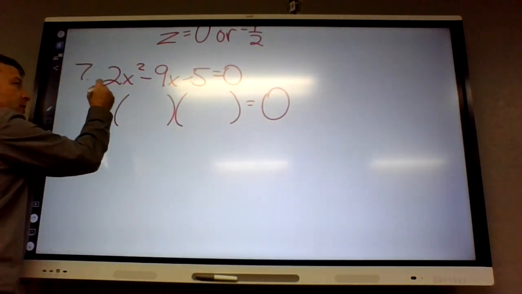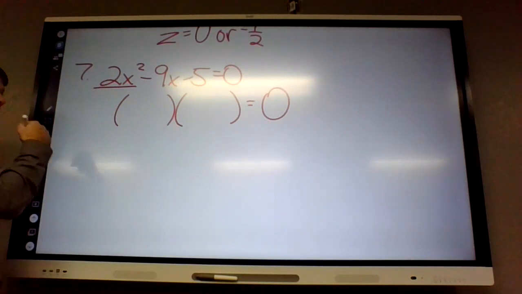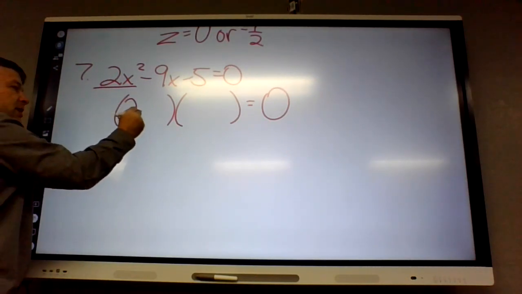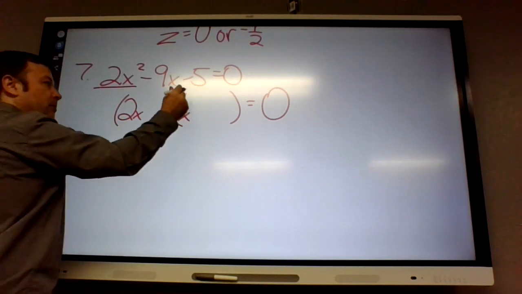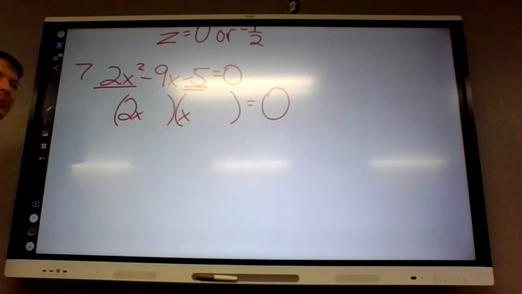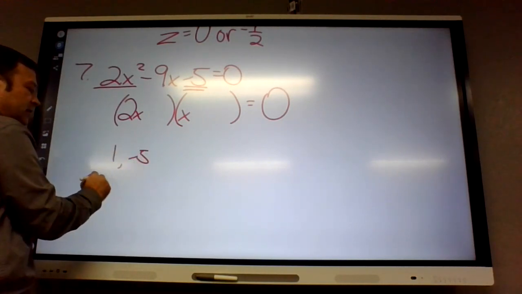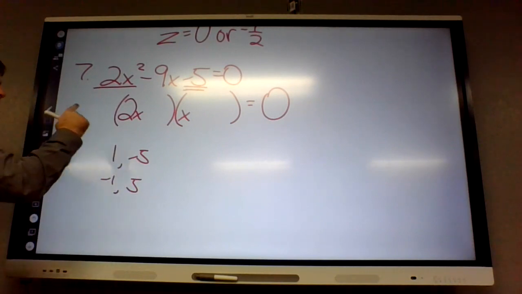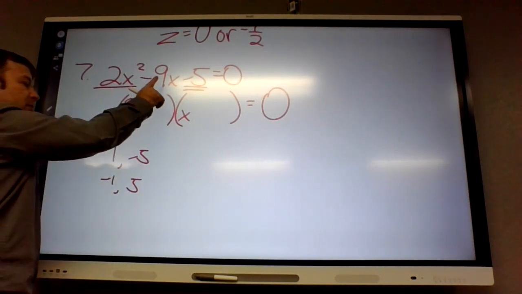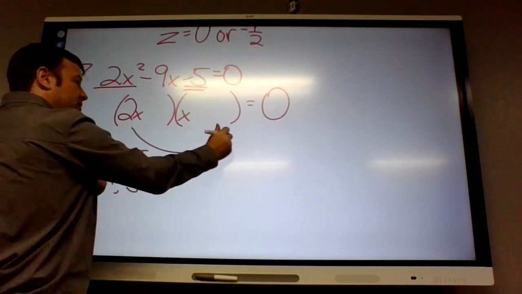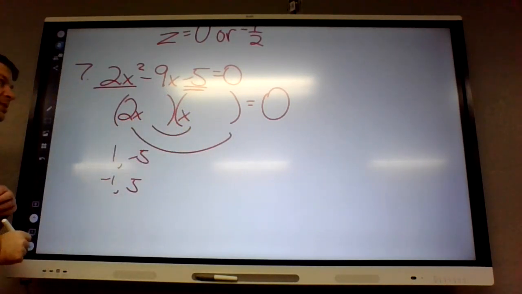Okay, so for the front, what goes into 2x squared? 2x times x. For the back, what multiplies into negative 5? 1 and negative 5, or negative 1 and 5, or something like that. Okay, these don't add up to negative 9, but when we FOIL them, outside, inside, they need to add up to negative 9.